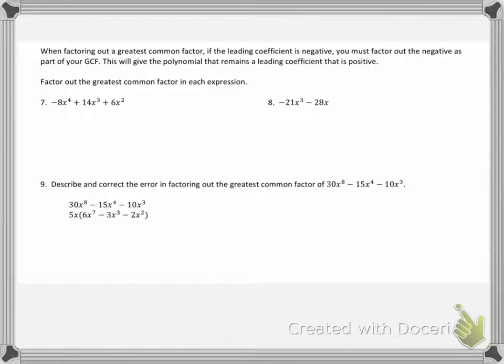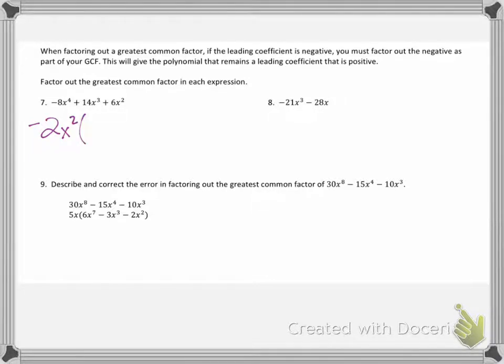So number 7, again, I want the greatest number I can divide out of all 3 of those terms. I can take a 2 out. And the greatest amount of x's, again, I see x fourth, x cubed, x squared. The lowest power is an x squared. Now, since my leading coefficient is negative, I'm going to take the negative out with it. And I'm going to have a negative 2x squared out front.